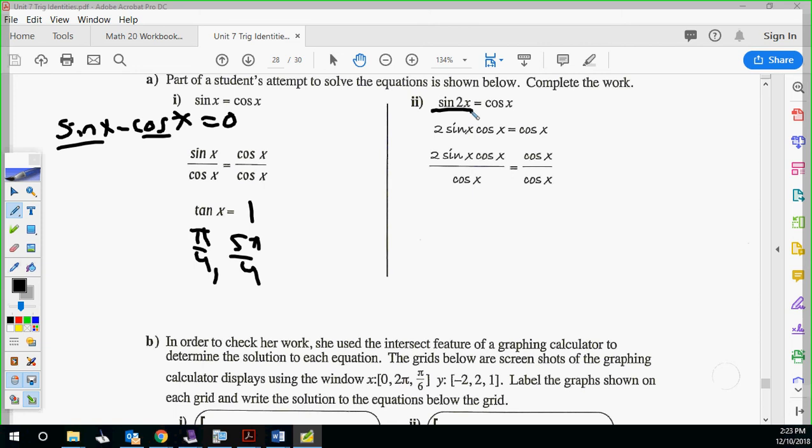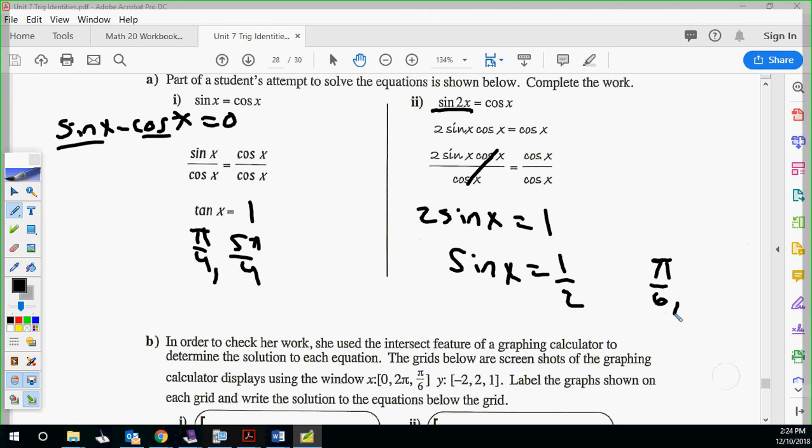Okay? But if we solve this the same way they just did, they divide by cos x, they cancel. Okay? You get 2 sine x equals 1. And now we're really solving for sine x equals 1/2. Good. So when is sine x 1/2? We've already done this one today. It's at pi over 6 and 5 pi over 6.